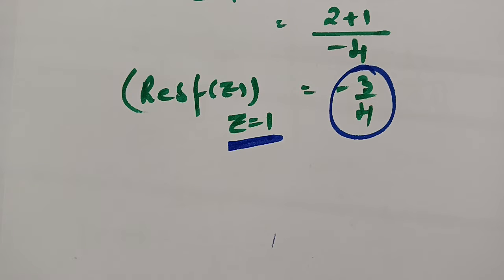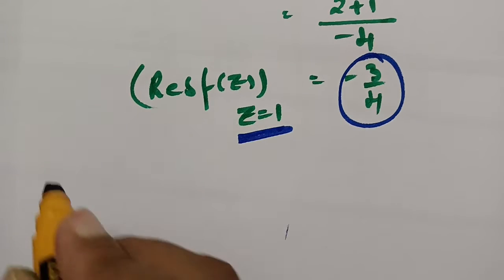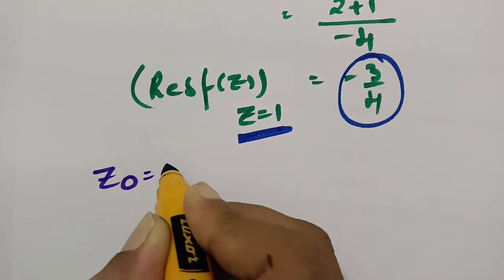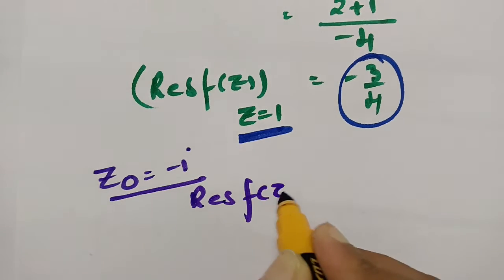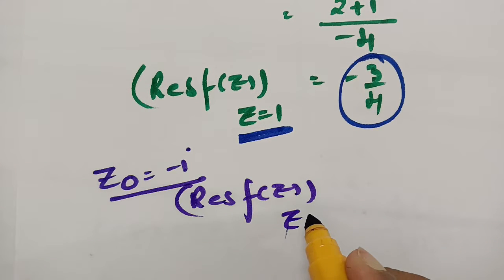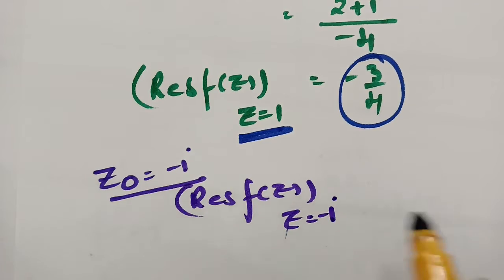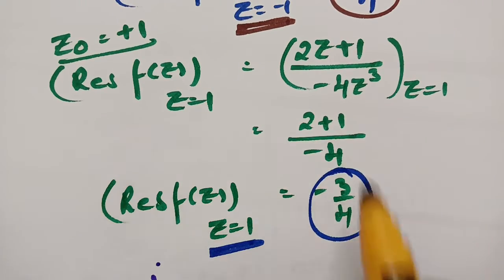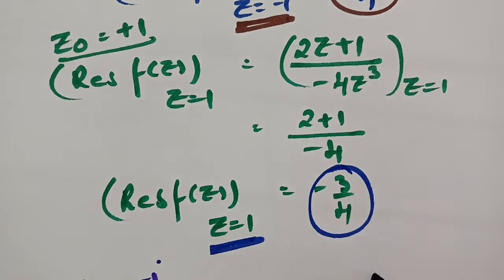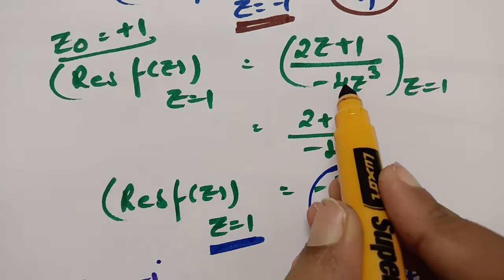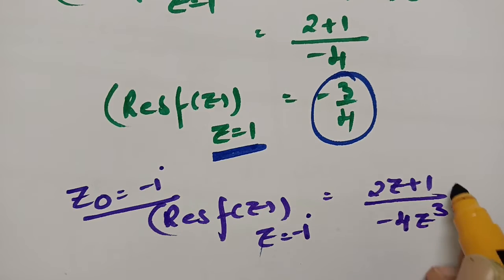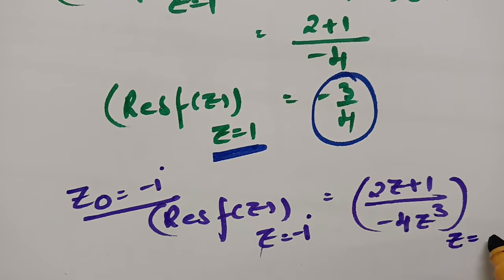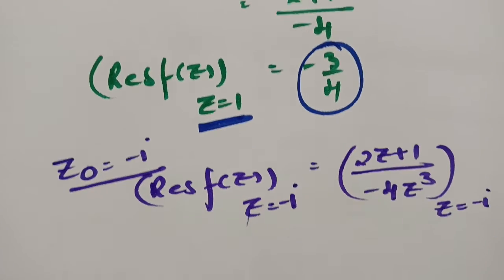So this value is -1. If I take z naught as -1, see what happens. Our residue of f of z at z is equal to minus i. Sorry, here the first function we have to leave as it is, that is 2z plus 1, and in the denominator we have to take the derivative, that is minus 4 by z cube, and again we have to keep the z value as -1 here.